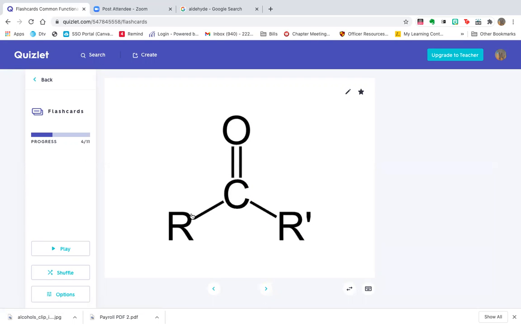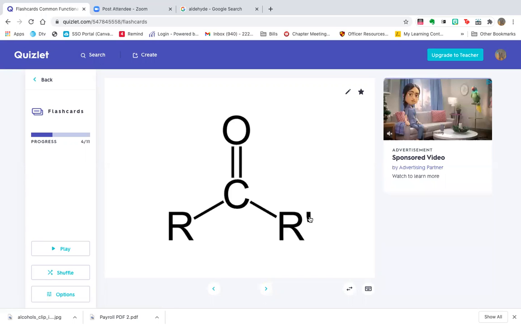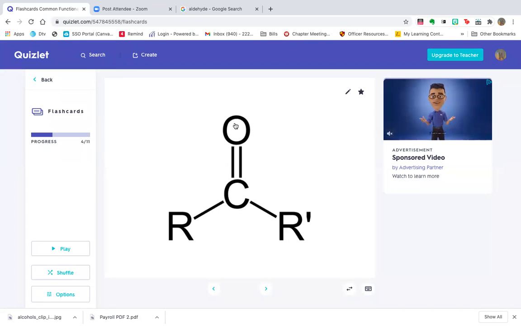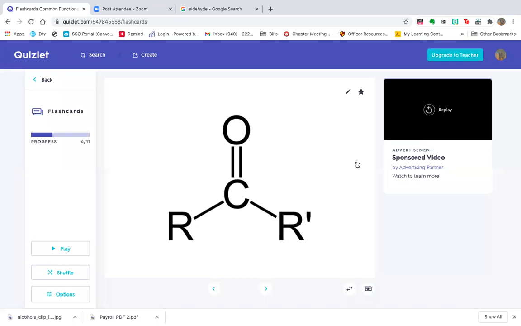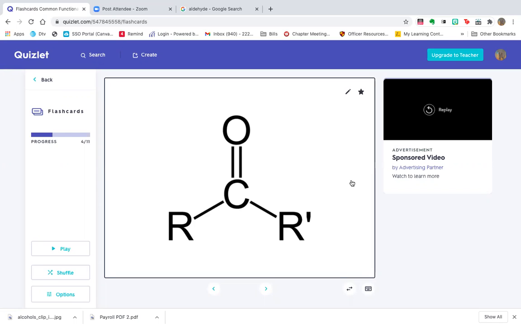So what do we have here? We have a carbon, R prime, that should be another carbon. And then double bonded to an oxygen. So this is a central carbon. It's not a terminal carbon, it's a central carbon double bonded to an oxygen. Any ideas? An alkene? No, that would be a carbon double bonded to another carbon. But good guess. I think this, if I'm right, it's a ketone.